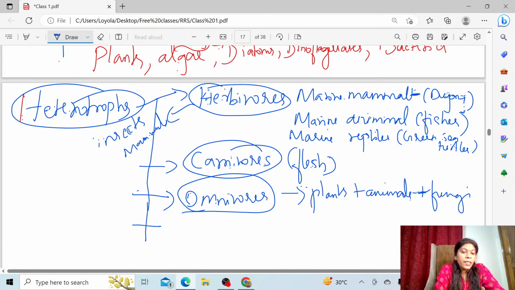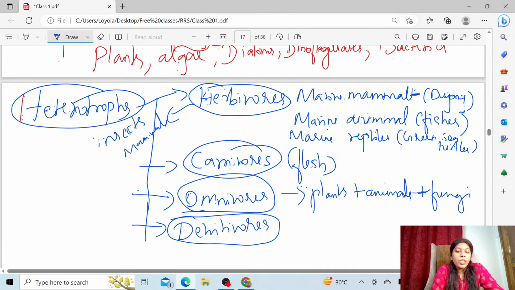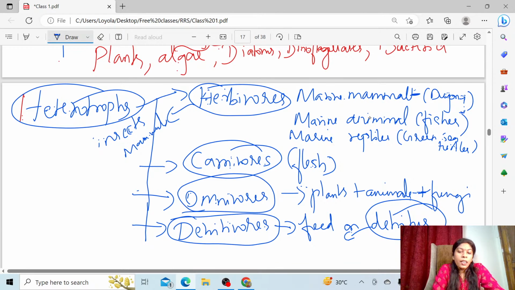Then the next term is detritivores. Here you have to be very careful while you are reading. What are called detritivores? Detritivores means they feed on dead detritus. We can commonly call this detritus, that means dead organic matter, along with feces. So they are called detritivores.